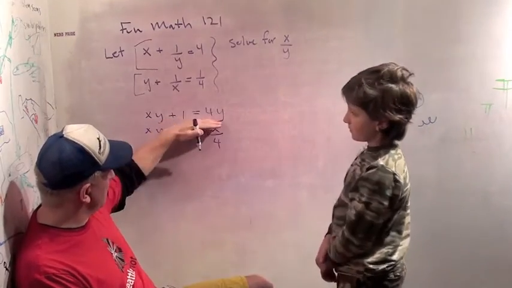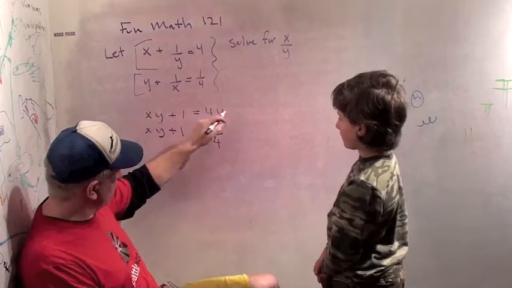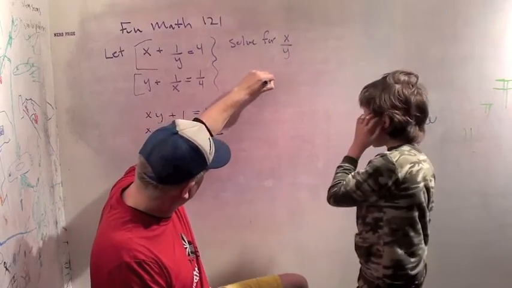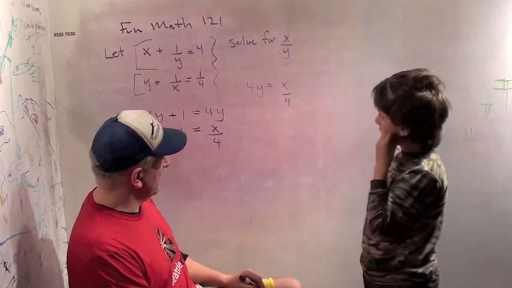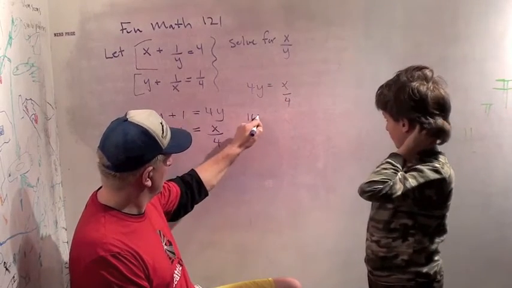Okay, so this is equal to 4y, the same thing is equal to x over 4, so this tells us that 4y equals x over 4. And how can you simplify that? Multiply it by 4. So what do you get? You get 16y is x.